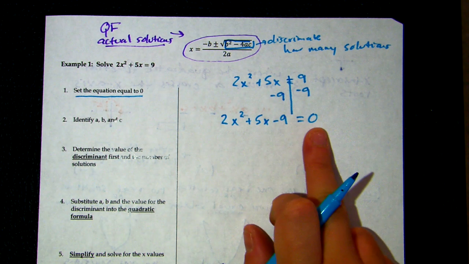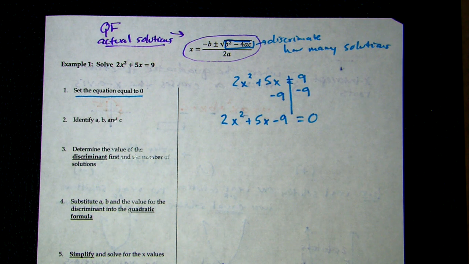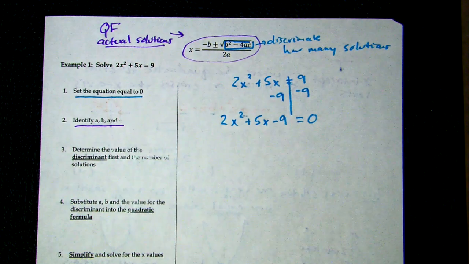Okay, so now that I've got it set equal to 0, I can actually start solving this. Next thing it tells me to do is identify a, b, and c.